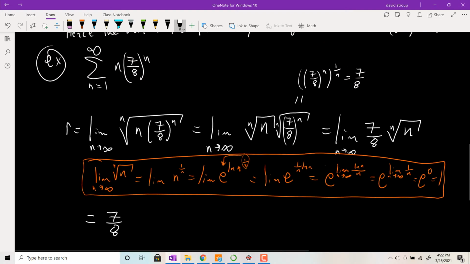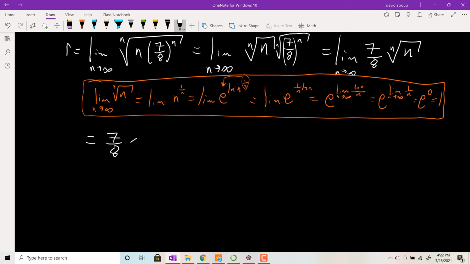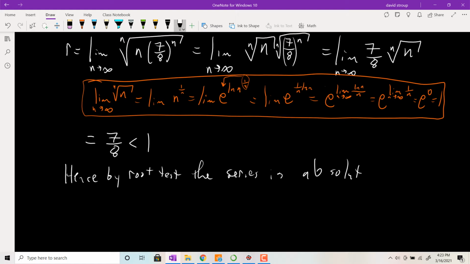And then you just go to the criteria for your R value. If R is less than 1, which it is in this case, the series is absolutely convergent. And so hence, by the root test, the series is absolutely convergent.